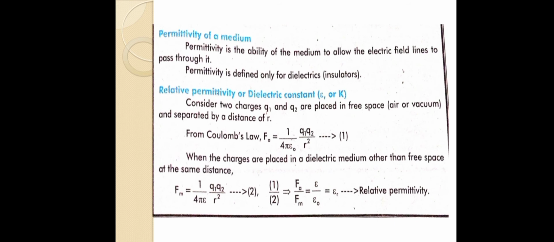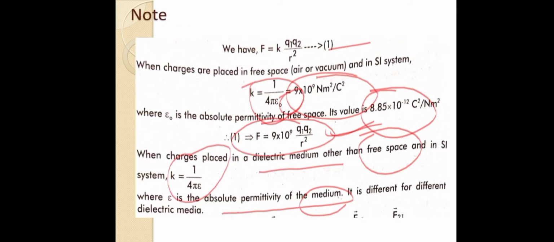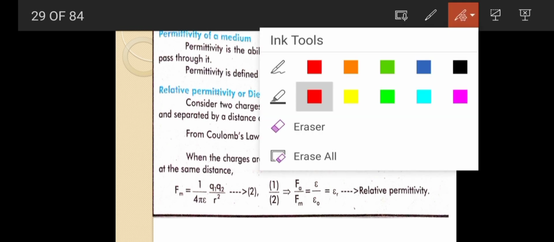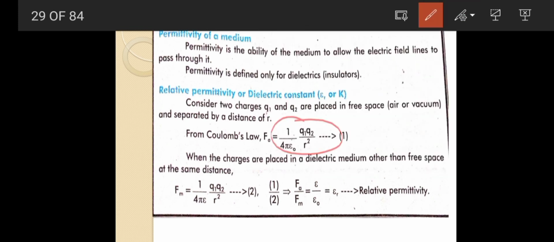Consider how to define relative permittivity. Consider two charges q1 and q2 which are placed in free space. Free space means air or vacuum, and they are separated by a distance r. Then according to Coulomb's law we can have this equation: F = 1 by 4 pi epsilon naught into q1 into q2 by r square.